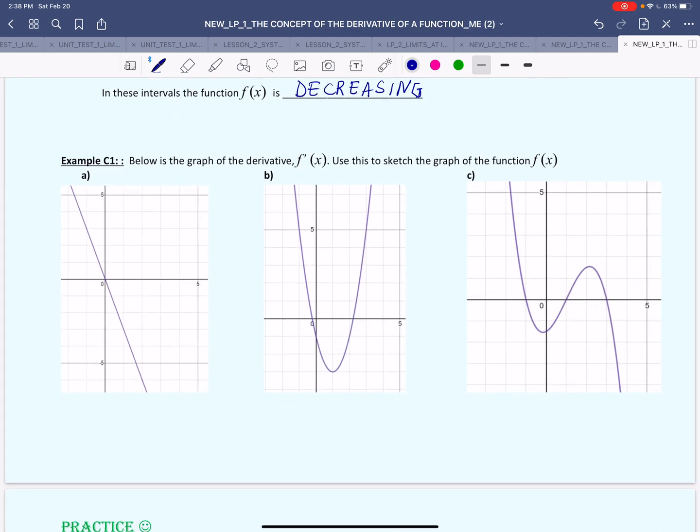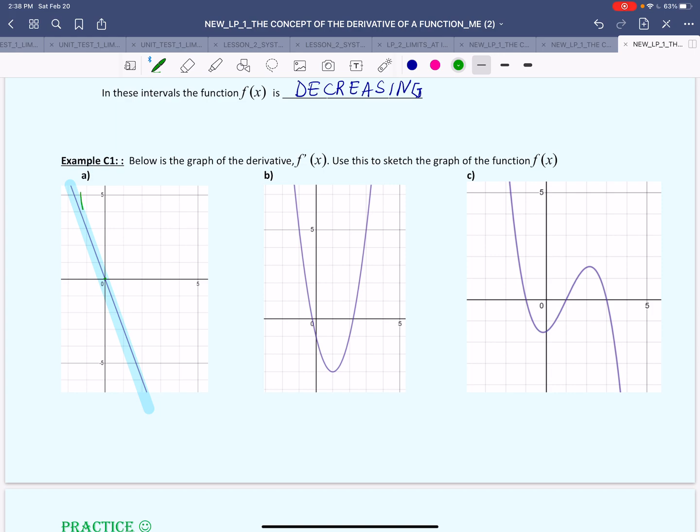So here we have the graph of f prime of x. It has an x-intercept at 0, and the graph is decreasing all the time. For any real number x, we have decreasing intervals. It has a turning point. So we have to think of a function that is decreasing all the time. So we're going to say this function is decreasing.